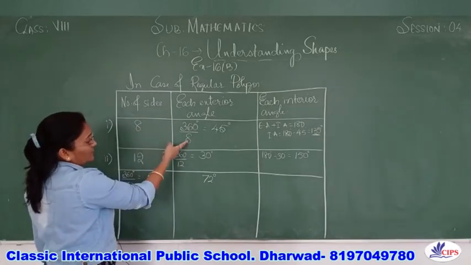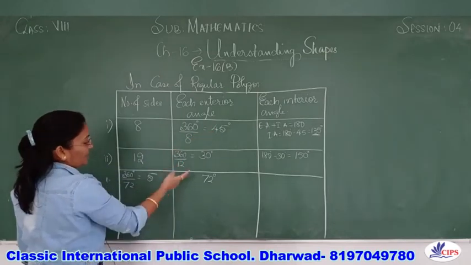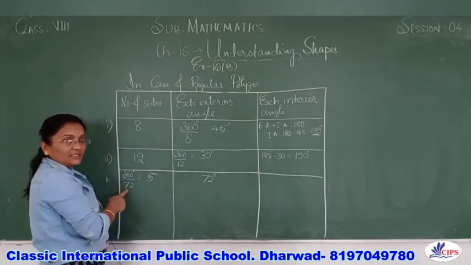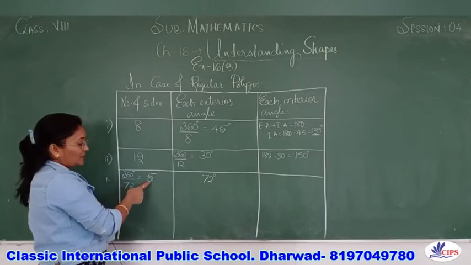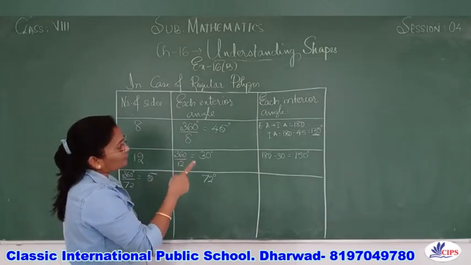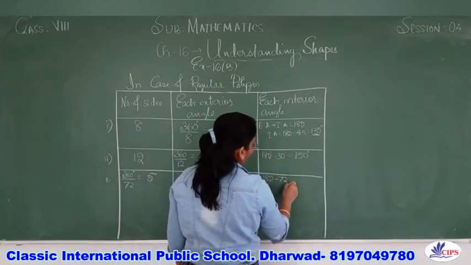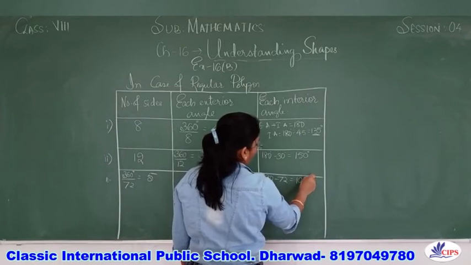So when the number of sides is given, you find the exterior angle. Now the exterior angle is given, so you divide 360 by it to get the number of sides. So we have got the sides as 5. The exterior angle is 72 degrees. How do we find the interior angle? It's 180 minus 72. What is 180 minus 72?